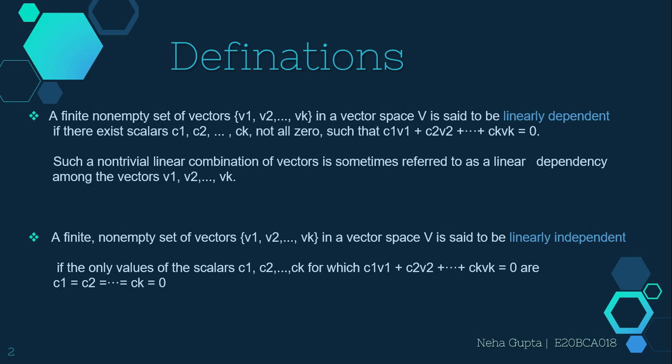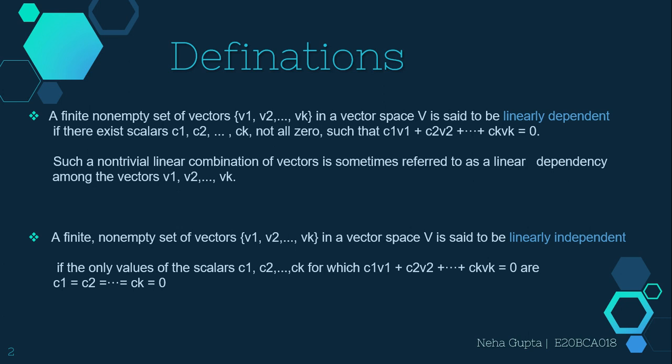vectors. First, a finite non-empty set of vectors in a vector space V is said to be linearly dependent if there exist scalars c1, c2 and so on, not all zero, such that the combination c1 v1 + c2 v2 and so on equals 0. Such a non-trivial linear combination of vectors is sometimes referred to as a linear dependency among the vectors v1, v2 and so on. So if a set of vectors is linearly dependent, then it has a non-trivial linear combination.